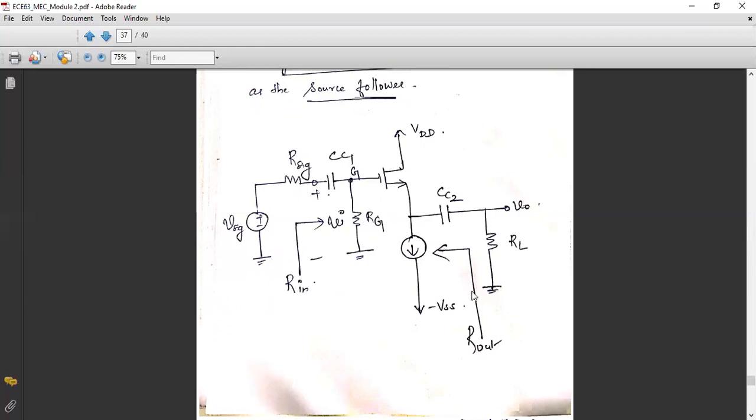Okay, and you're taking the input resistance across the gate. So while looking into the input terminals, you will find some resistance that is nothing but your Rin. And while looking in this way, you will find some resistance that is nothing but your Rout.